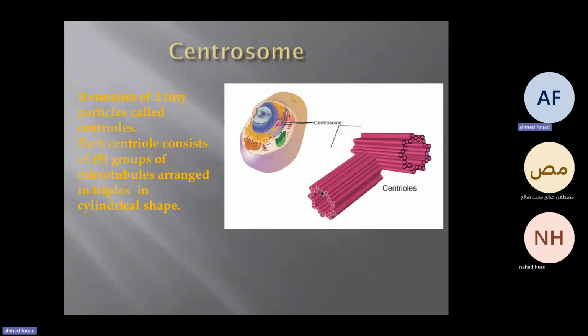So if the cell contains a centrosome, it contains 54 microtubules. So the centrosome consists of two tiny particles called centrioles. Each centriole consists of 9 groups of microtubules arranged in triples in cylindrical shape. ده شكل او تركيب السنتروسوم، بيبقى عاده بيبقى جنب النيوكليوس.